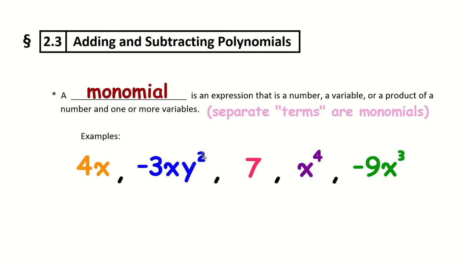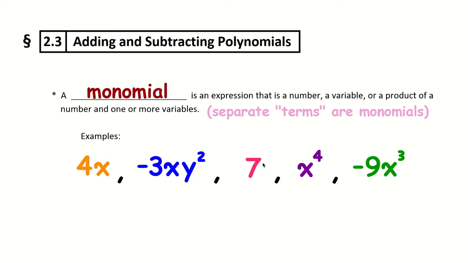This one's tricky because this variable has a power of what? It's sort of invisible, but technically what power does this x have? It has a power of 1. And this y variable has a power of 2. So the overall degree of this monomial would be 3, because 1 plus 2. This degree would obviously just be 4, this would just be 3, and this would just be 1.